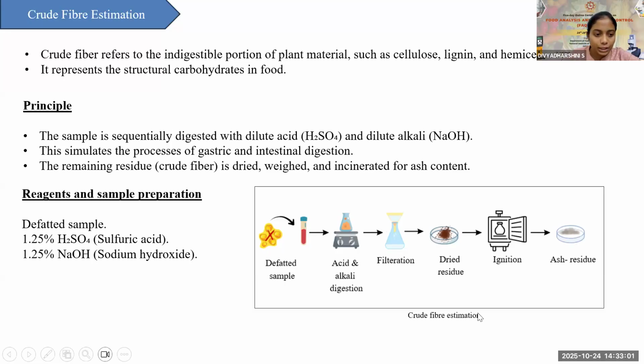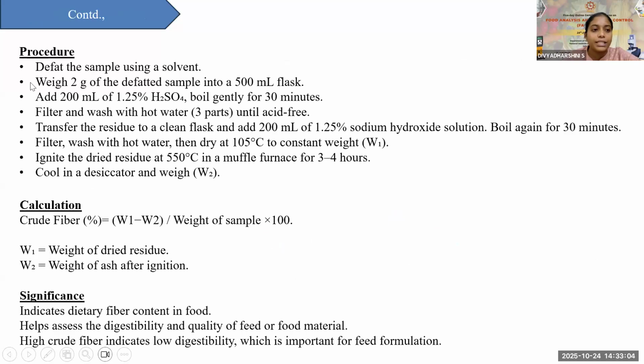Moving to the procedure. First, we take the defatted sample, prepared using a solvent as I said earlier. Weigh 2 grams. We can also use 5 grams, but I'm taking 2 grams for my experiment. Keep it in a 500 ml flask, add 200 ml of 1.25 percent H2SO4, and boil gently for 30 minutes. Then filter and wash with hot water, three parts. If I'm using 200 ml, I have to use 600 ml of hot water to wash it, a 1:3 ratio.